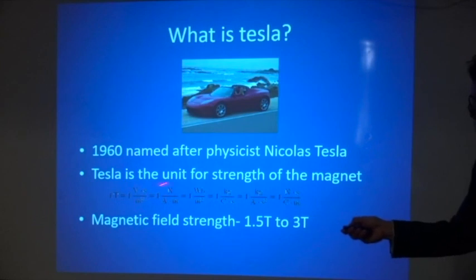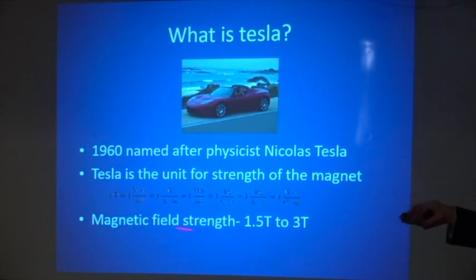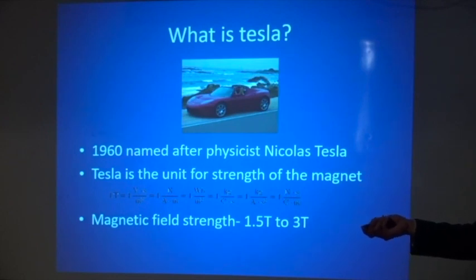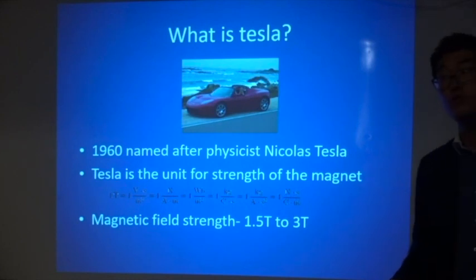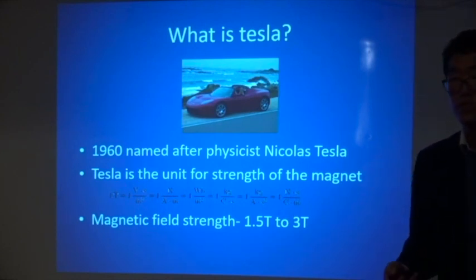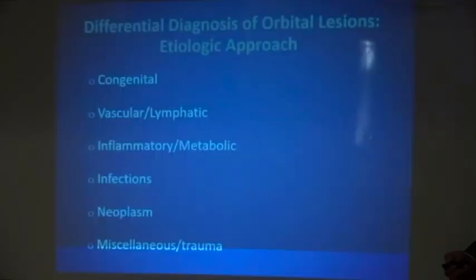But this is the equation here, which determines the strength of the magnet. I will spare you the details of that, although I know some of you very much would like to go through all the algorithms to get this equation. And again, Tesla is basically how strong of a magnet you have, and it's the magnetic field strength. The lower, older machines are 0.9 Tesla up to 1.5 or 3. It really does behoove you to find out how strong the magnet is at your institution.